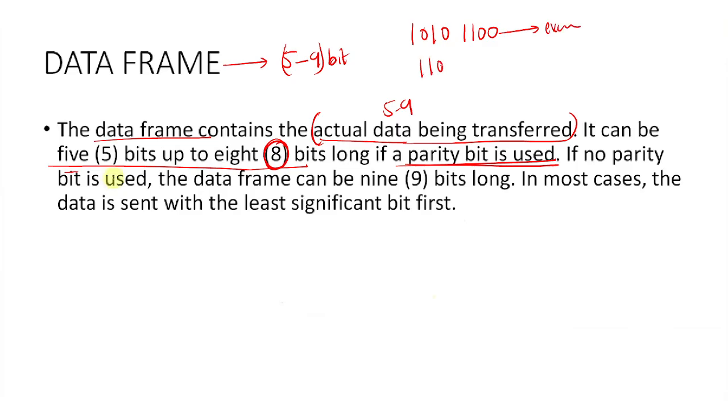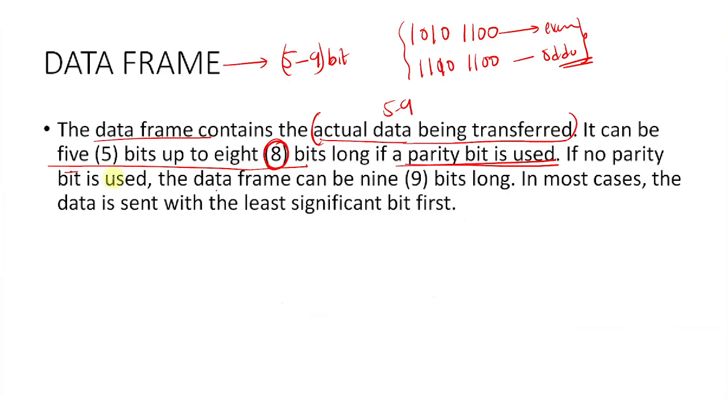So let us take one more signal, 1110 and 1100. How many ones are there here? Five to seven ones, so that means odd parity. Like this, we can find out even parity and odd parity.